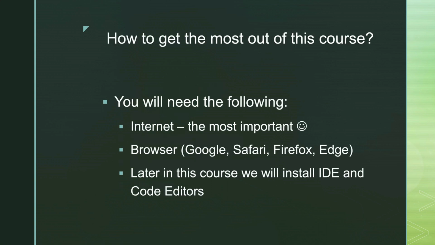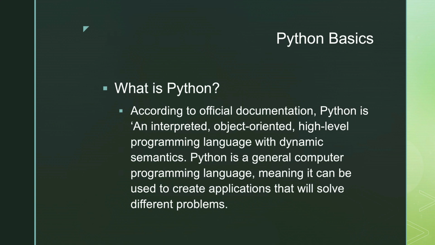Okay, so how to get the most out of this course? I will say that you will need a 99% internet connection and a browser. Why? Because even this video, you're gonna watch on YouTube, and you need an internet connection. We can also write and execute Python code on the internet without even installing anything. But we will learn how to install IDEs, or code editors. These are tools that professional developers and programmers use, and we will learn how to do it. But most important, internet. And for the browser, I prefer Google. If you can, that will be great.